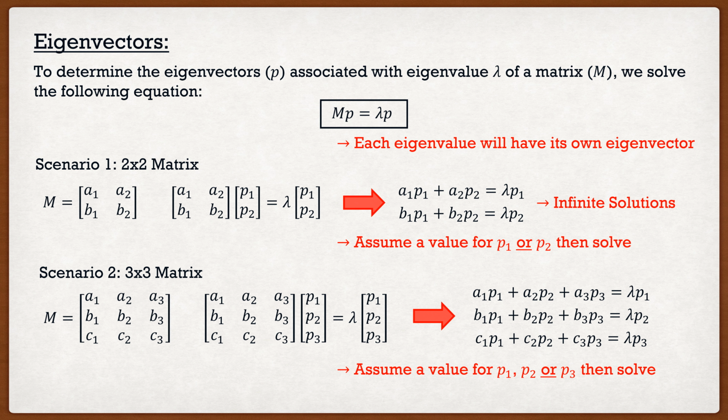Now you may say, Clayton, what do you assume for a value? Well, typically I go to the last value. So in scenario 1, I'd look at P2. In scenario 2, I would look at P3, and I just set it equal to 1, and therefore the solution actually becomes very simple. So that's eigenvalues and eigenvectors. Not too bad, but you guys will definitely see these pop up once we start talking about stresses as well as strains. All right, so moving on, we're going to start talking about invariants.